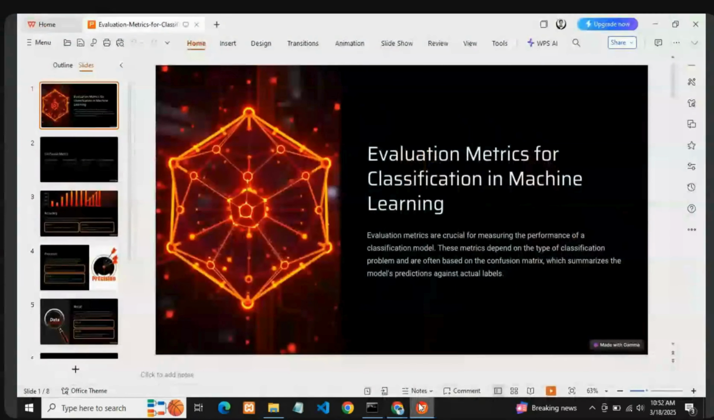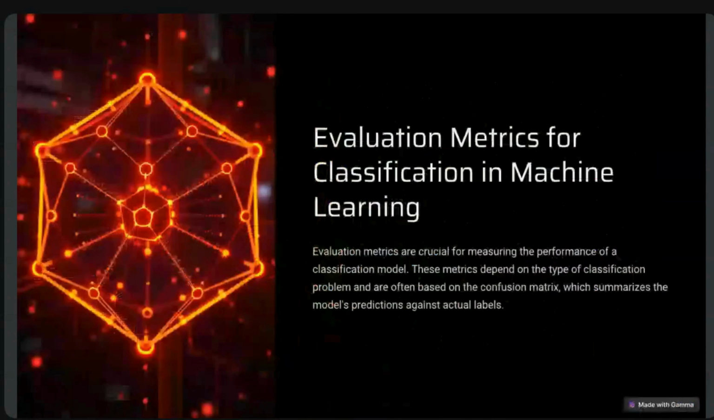Today we have to see the evaluation metrics for classification. In machine learning, evaluation metrics for classification are essential to measure the model's performance. This metric depends on the type of classification problem. So this evaluation we do on classification problems.